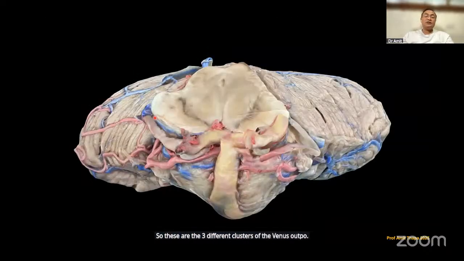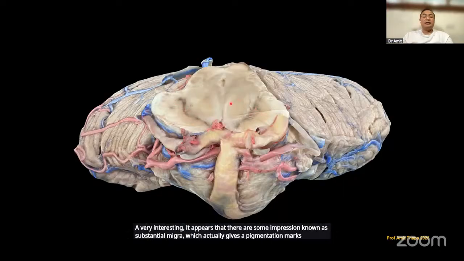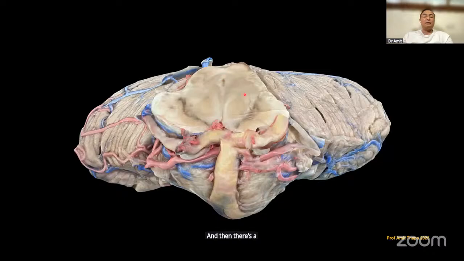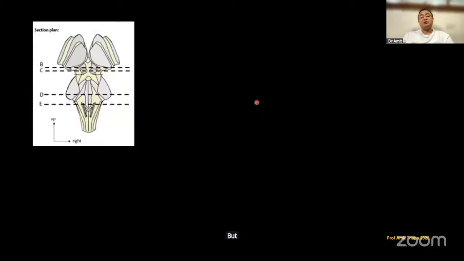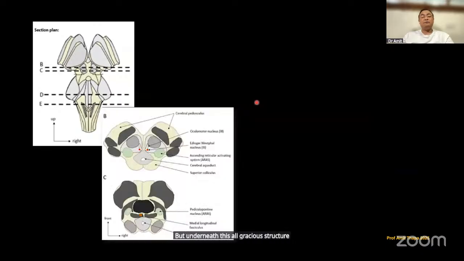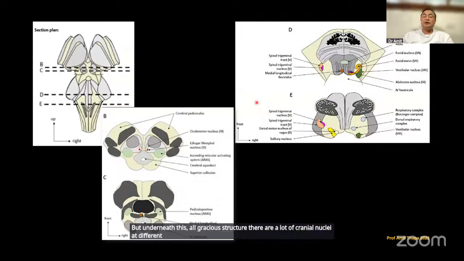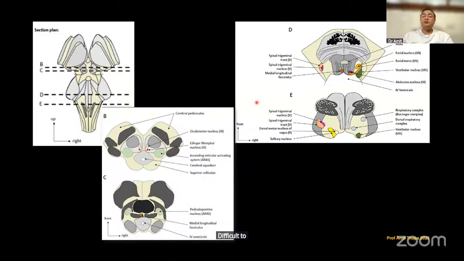Now, when we look at the axial cut section of the midbrain, very interestingly, it appears that there is some impression known as the substantia nigra, which actually gives pigmentation marks on either side. And then there's a red nucleus. And then apart from that, everything looks very grayish. But underneath all this grayish structure, there are a lot of cranial nerve nuclei at different levels. And these are very difficult to understand and very difficult to remember.